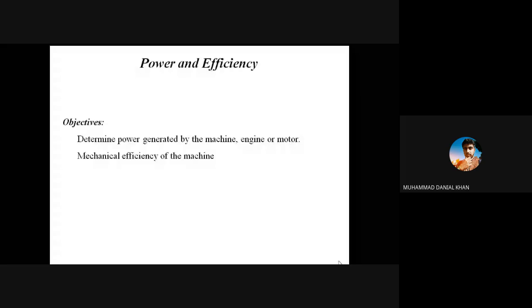Okay, so the objective of this topic is basically to find out or to determine the power generated by machines, engine or motor, and also to find out the mechanical efficiency of machines by using the principle of work and energy.